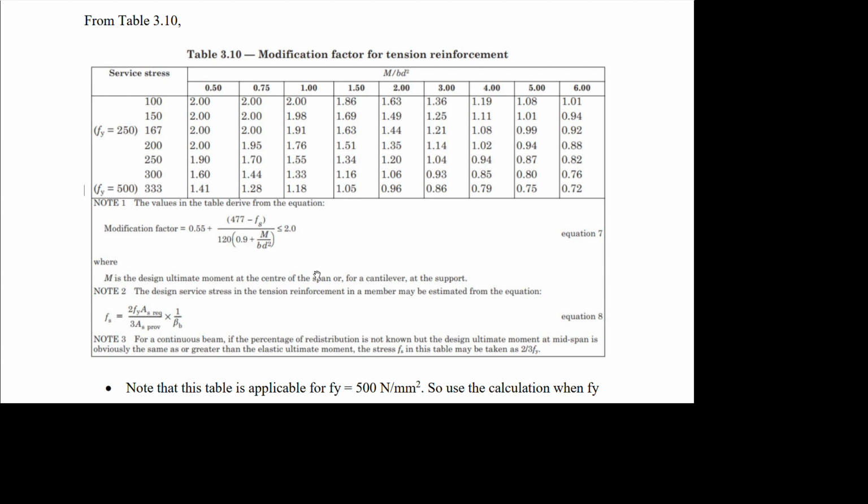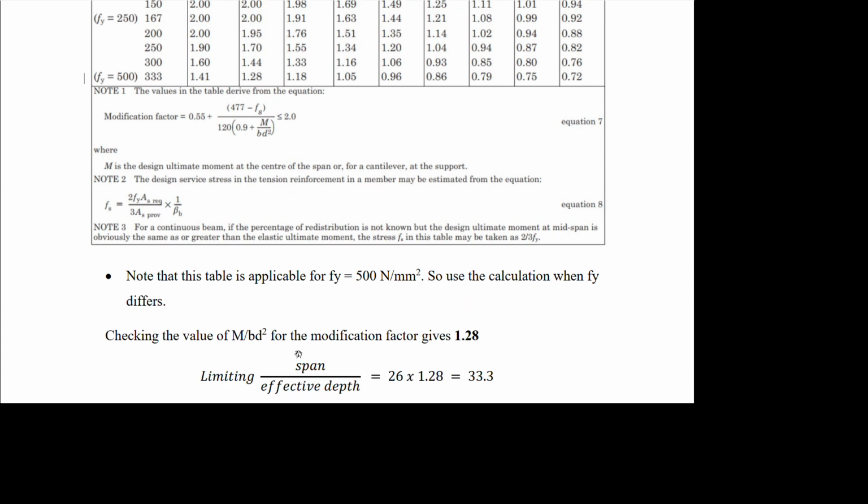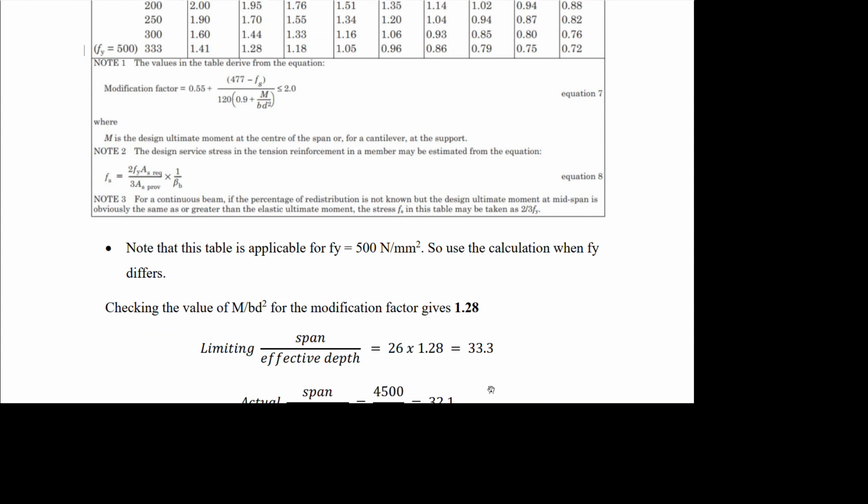So if I calculate my fs from here, then I can put it here, M over bd squared, do the calculation, and I have this. Note that this table is applicable for fy equals to this. So if we do the calculation, we have a value of 1.28.